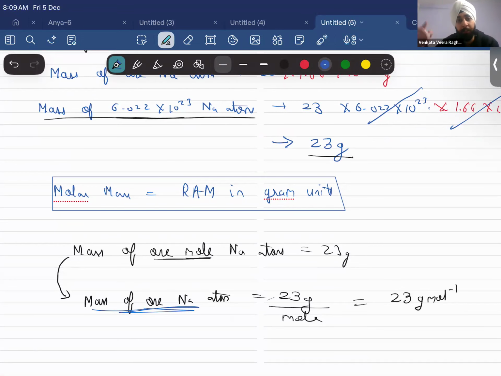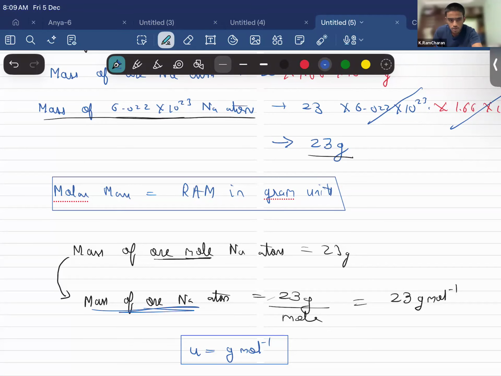So that atomic mass is represented in U units, as well as you can represent atomic mass in gram per mole units. That means U and gram per mole are both exactly equal. Very, very, very important. Many students have the confusion: sir, what is U? What is gram per mole? Both are the same. I hope it is clear. 100%, right? Both of you? Yes, sir. Okay, fine then.